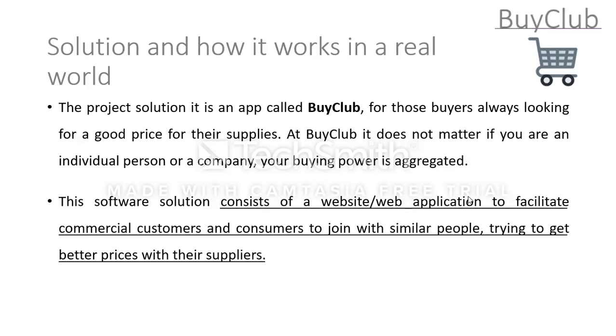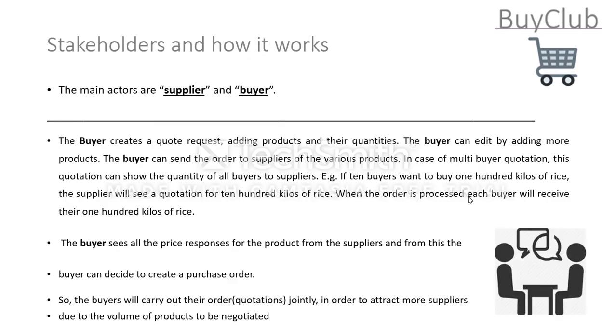Solution and how it works. The project solution is an app called BuyClub for those buyers always looking for a good price in their supplies. With BuyClub, it doesn't matter if you are an individual person or a company, your buying power is aggregated. The software solution consists of a website application to facilitate commercial consumers and consumers to join with similar people trying to get a better price with their supplies. The main stakeholders identified were suppliers and buyers.